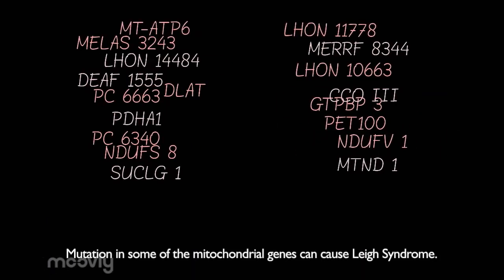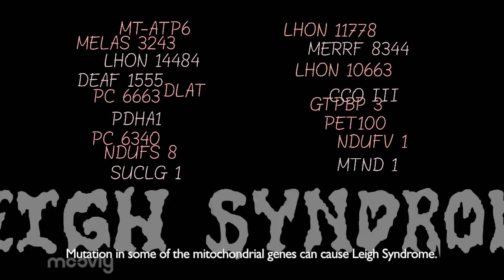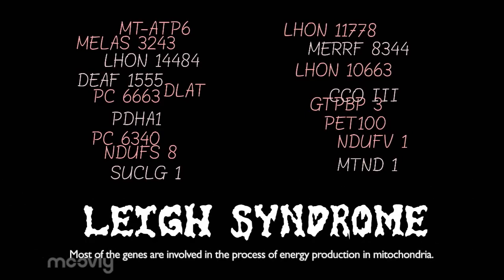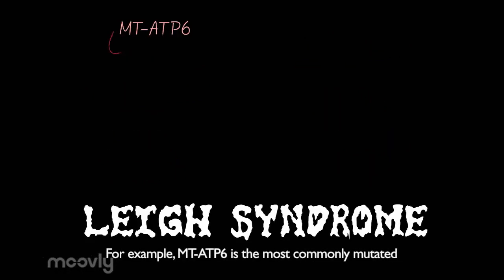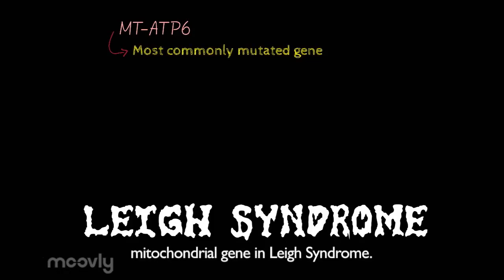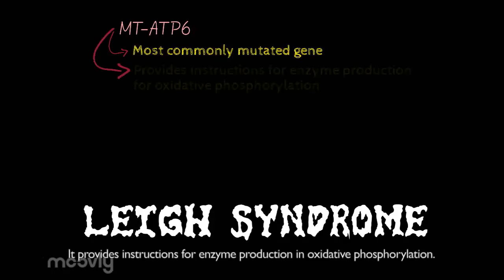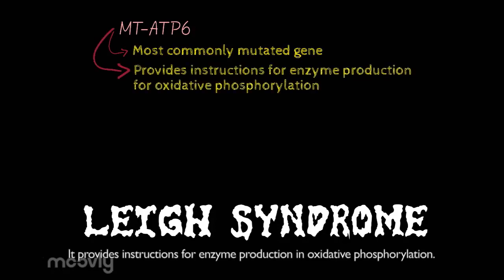Mutation in some of the mitochondrial genes can cause Leigh syndrome. Most of the genes are involved in the process of energy production in mitochondria. For example, MT-ATP6 is the most commonly mutated mitochondrial gene in Leigh syndrome. It provides instructions for enzyme production in oxidative phosphorylation.